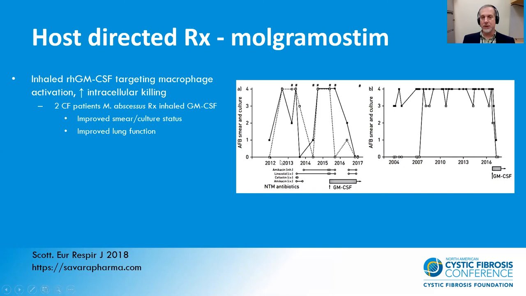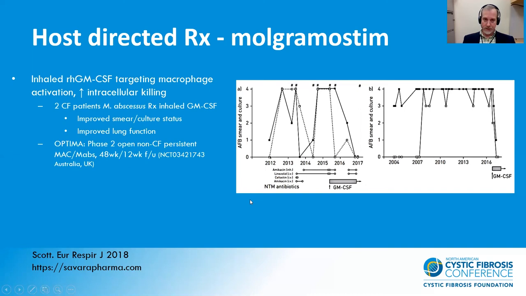The initial patient had this added to an initially successful IV-based regimen, but a failed regimen once IV amikacin was converted to inhaled amikacin. Inhaled GM-CSF was added to that with rapid achievement of both negative culture and smear status. A second patient who had not been treated was treated with inhaled GM-CSF monotherapy and quickly achieved improvement in both culture and smear status of M. abscessus.